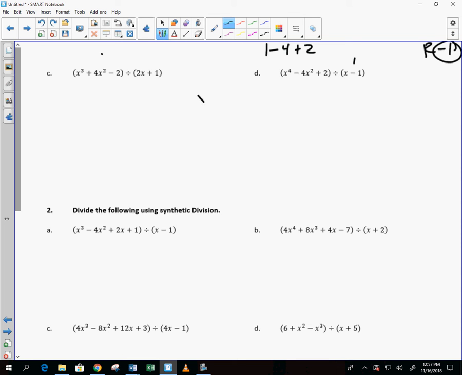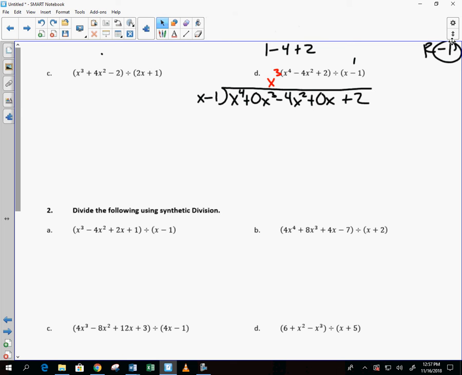So put an x minus 1. I go x to the 4th, then what? 0x cubed, good. Minus 4x squared. 0x plus 2. Sweet. I asked myself, what do I multiply x by to get x to the 4th? X cubed. Put it over the x cubed. Multiply it back through. X to the 4th minus x cubed. Subtract.